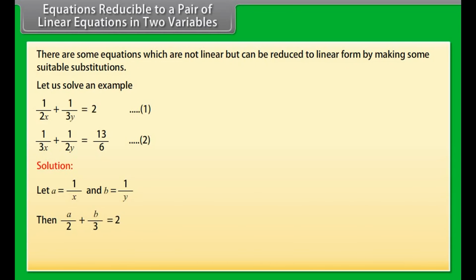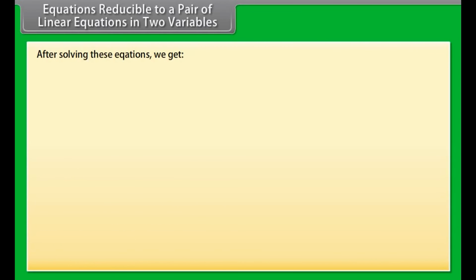Then a upon 2 plus b upon 3 equals 2, or 3a plus 2b is equal to 12, equation 3. And a upon 3 plus b upon 2 equals 13 upon 6, or 2a plus 3b is equal to 13, equation 4. After solving these equations, we get a as 2 and b as 3.